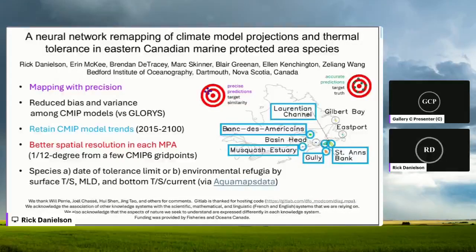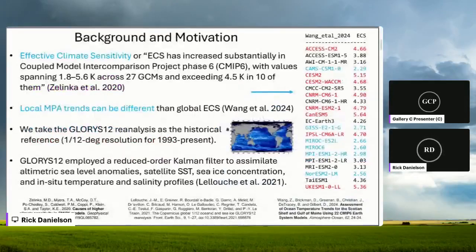And so we are focusing on a couple of the marine protected areas that Mike showed, as well as some in Banques Americaines and Muscat estuary. Some of the very smaller, shallower marine protected areas are also of interest here. So yeah, and the code is online.